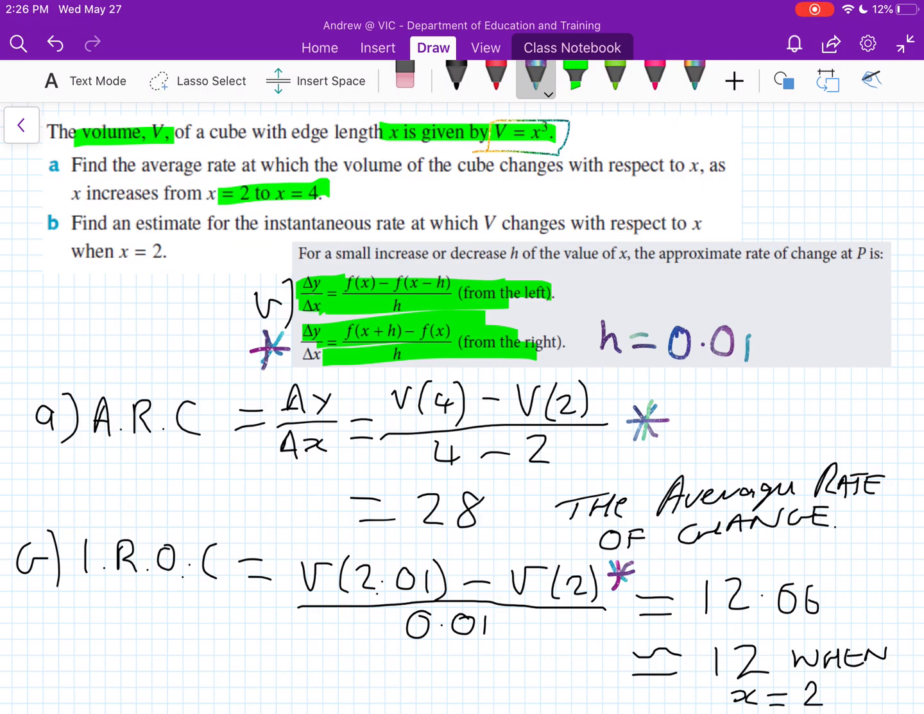Alright, so hopefully this helped with working out worded questions with rates of change.